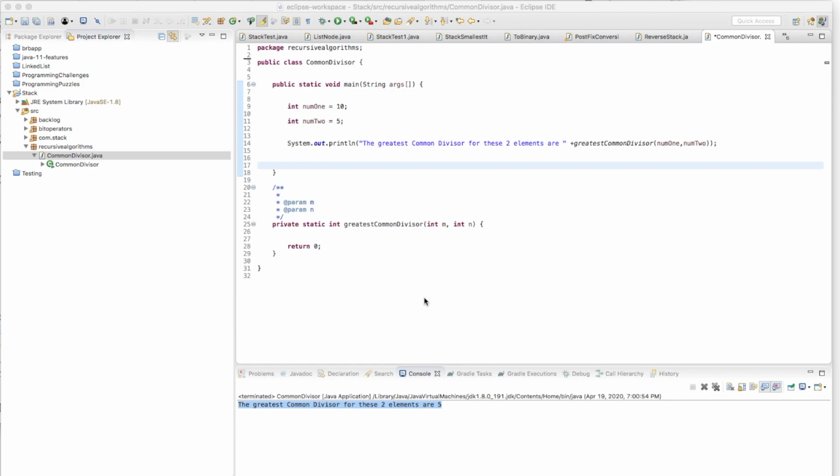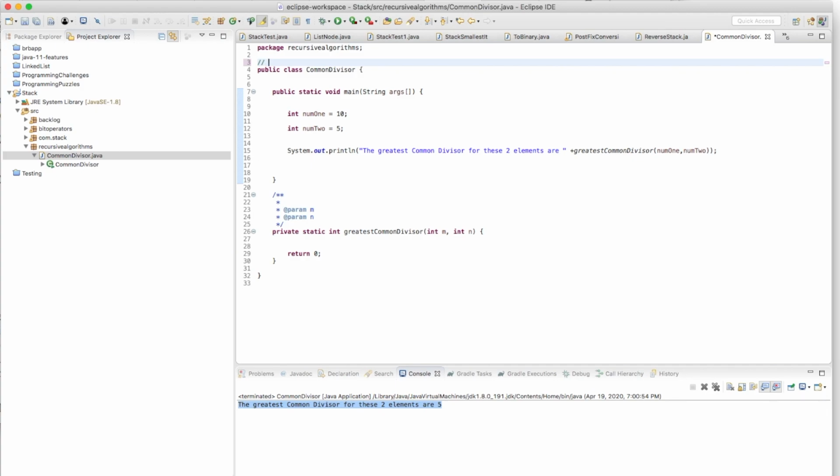A very common problem and very easy to implement if you know the algorithm. The problem goes something like this. How do you find the greatest common divisor of two numbers?